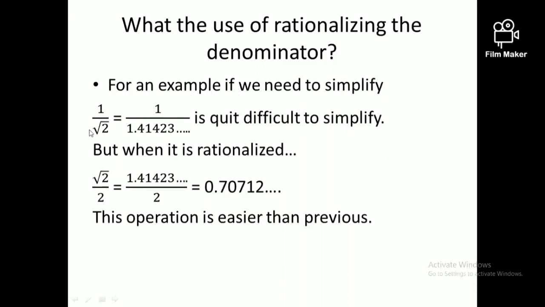I will rationalize the same fraction over here. It will turn into a form like this. We will learn how to convert this fraction into the rationalized form. If you convert this fraction into this format, it will convert into this, and you can say that the simplification is quite easy. That is one use of rationalizing the denominator.